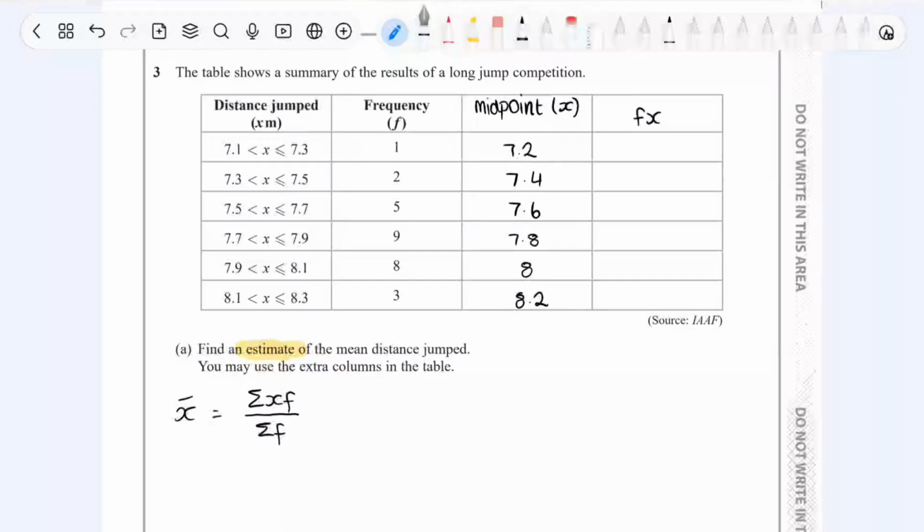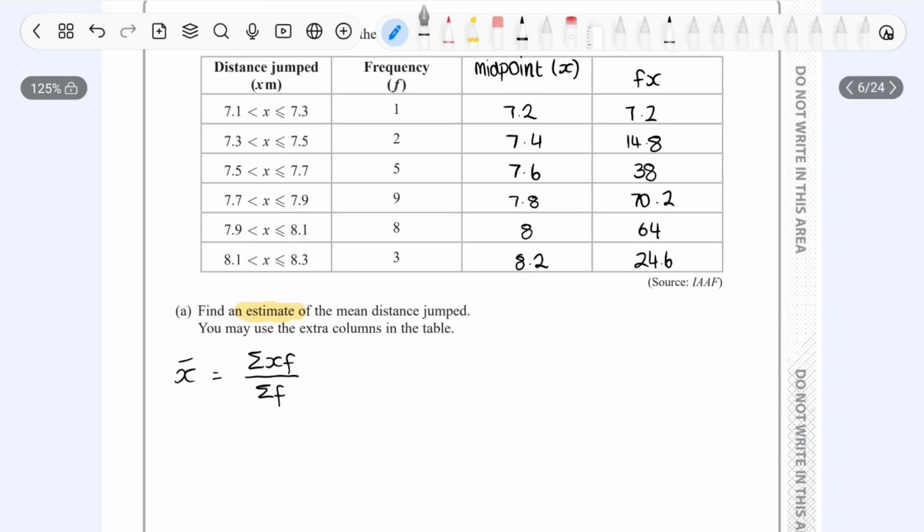Now I've done that, f of x is literally equal to f multiplied by x. So using your calculator, you can have a go right now, type these all in and write their respective values in. Okay, so I've got my values now, and I'm going to just write them in. So you should get, for the first one, 7.2, then you should get 14.8, then 38, 70.2, 64, and 24.6.